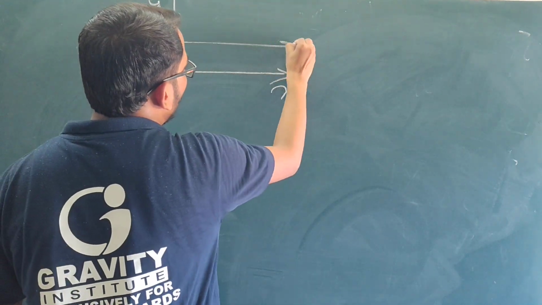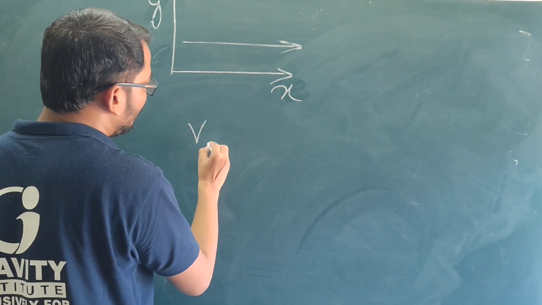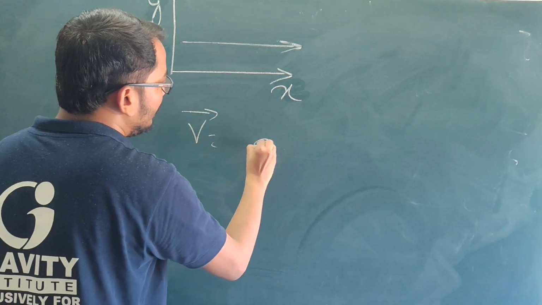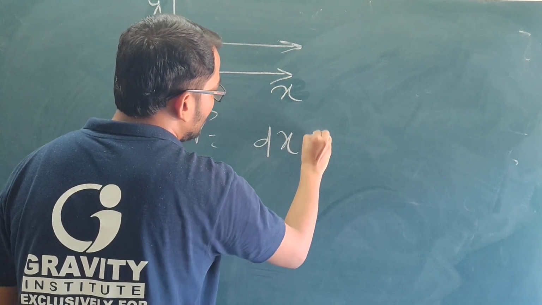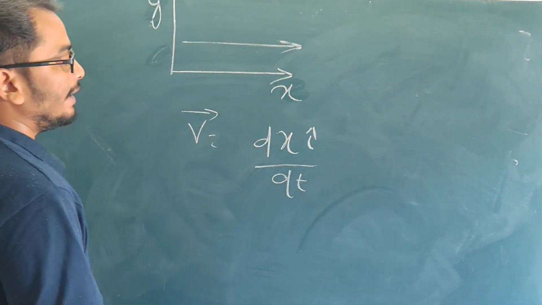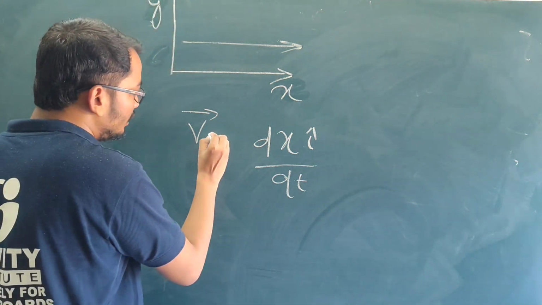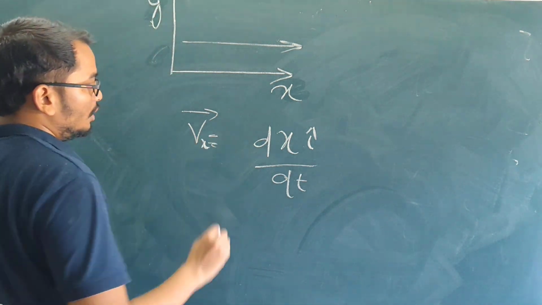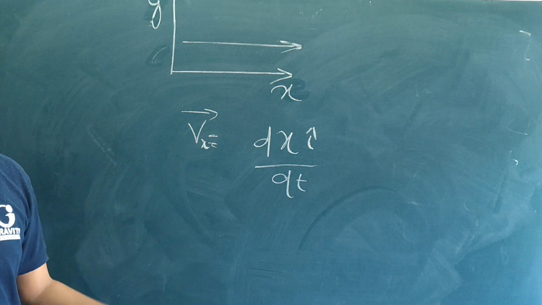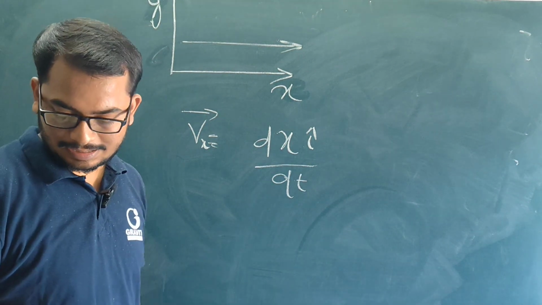If the particle is moving like this, we write the instantaneous velocity as dx î divided by dt, where î is the unit vector along the x-axis. So this velocity will be vx. The instantaneous velocity along the x-axis is dx by dt.